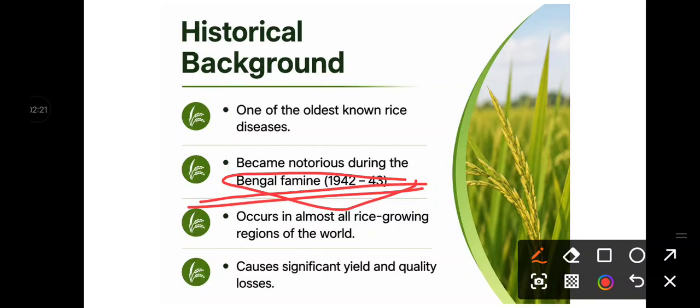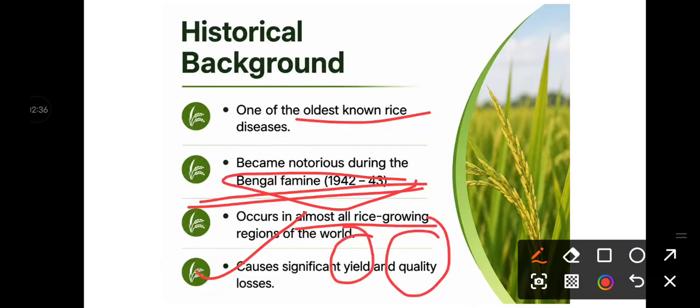The disease occurs in almost all rice growing areas. If you simply visit a field, you can see these symptoms. It is one of the oldest known rice diseases, and it causes significant yield loss as well as quality loss. We will discuss how the quality loss occurs through infection by brown spot. You have to remember that this was the cause behind the Bengal famine, which occurred in 1942 to 1943.